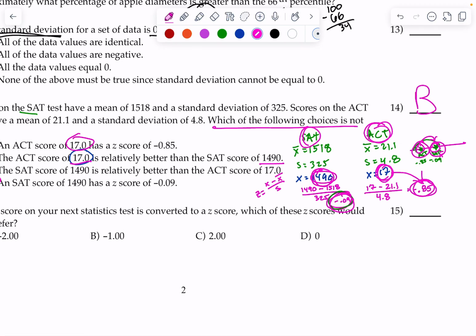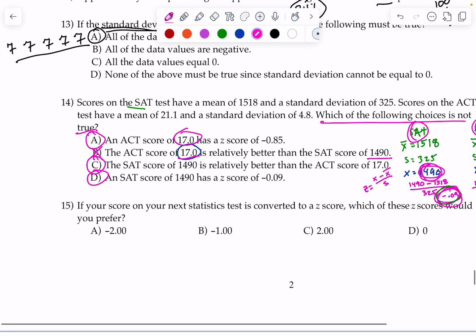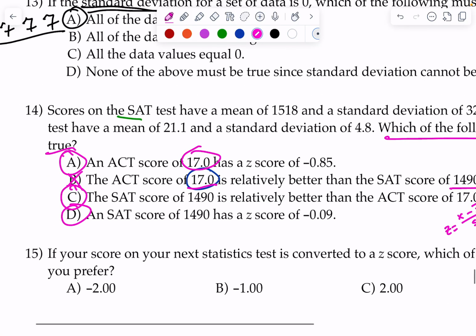Now, technically, you knew that the answer had to be B or C because they are saying the opposite of each other. If B is saying one is better than the other and C is saying the opposite of that, one of those has to be true. So I don't even really have to look at A or D because I know one of B or C has to be the correct answer.